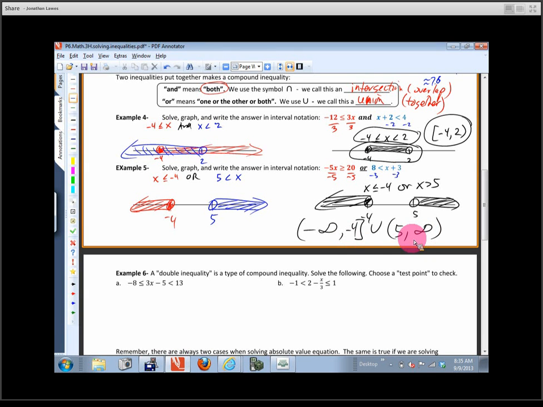Any questions? So there's the inequality, which has to be connected by the word "or". There's the graph of the inequality, and there's the answer in interval notation. Again, all three of those are important. Any questions on that first page?